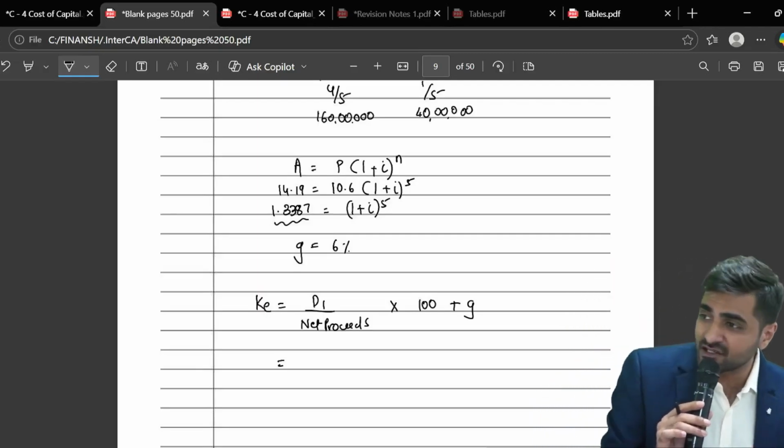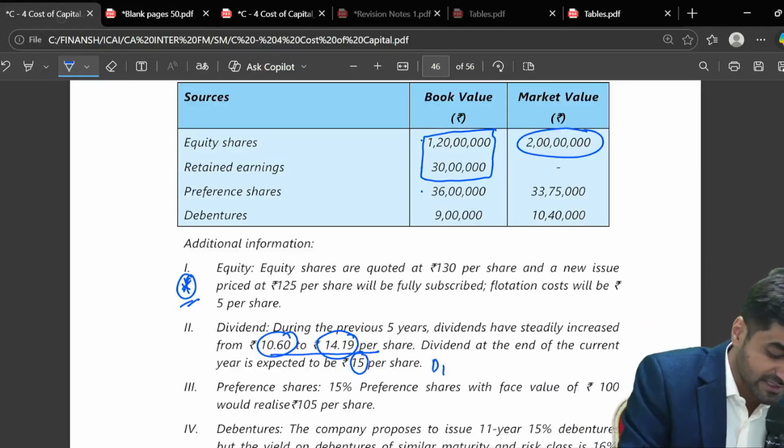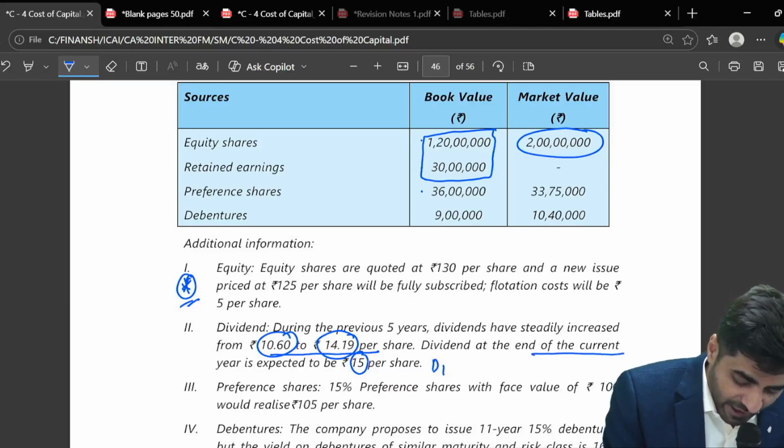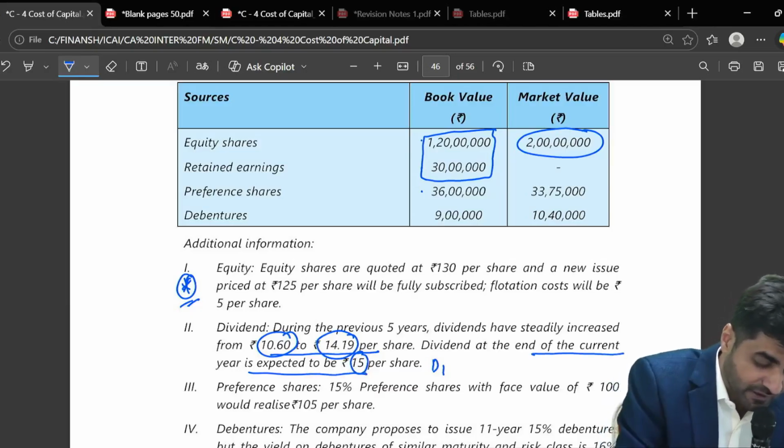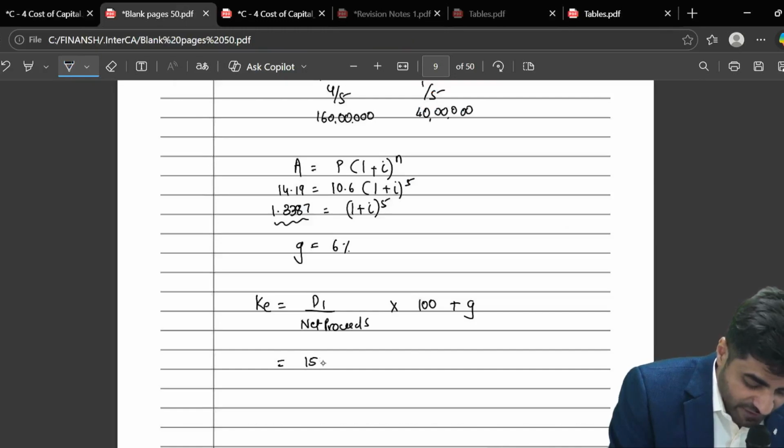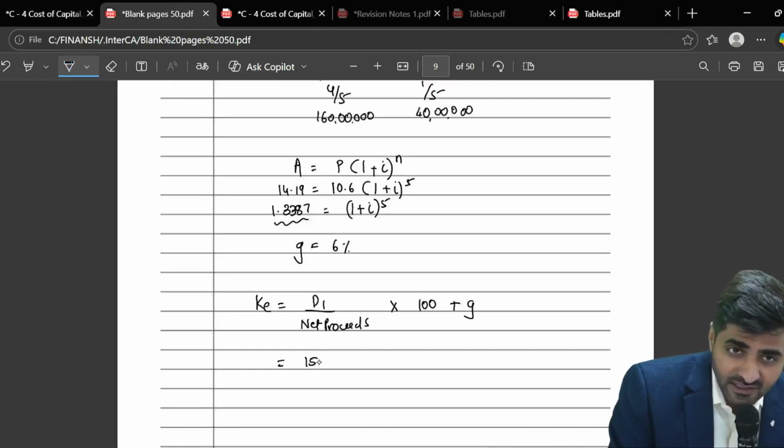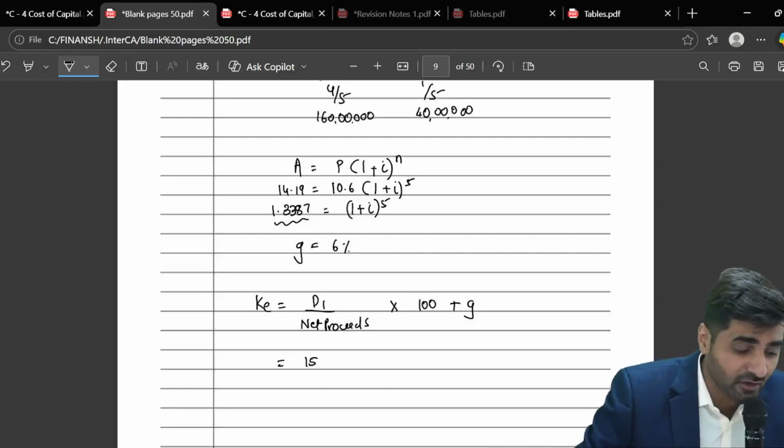Last year's dividend plus the growth rate. What was last year's dividend? Just check. Dividend at the end of the current year is expected to be 15. So this is just the dividend at the end of the current year. This is not D0, this is D1. Dividend at the end of the current financial year.